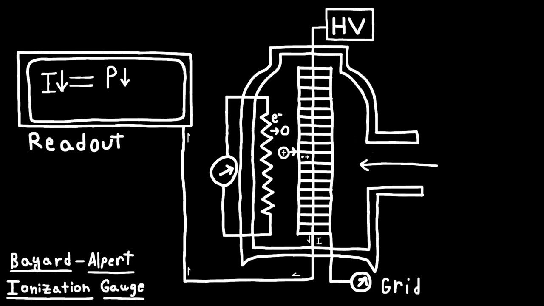pressure in the gauge. A very high current flow means that many ions were produced, meaning that there was a very high pressure in the gauge. Bayard-Alpert gauges operate comfortably from a tenth of a pascal all the way down to 10 to the negative 8 pascal.